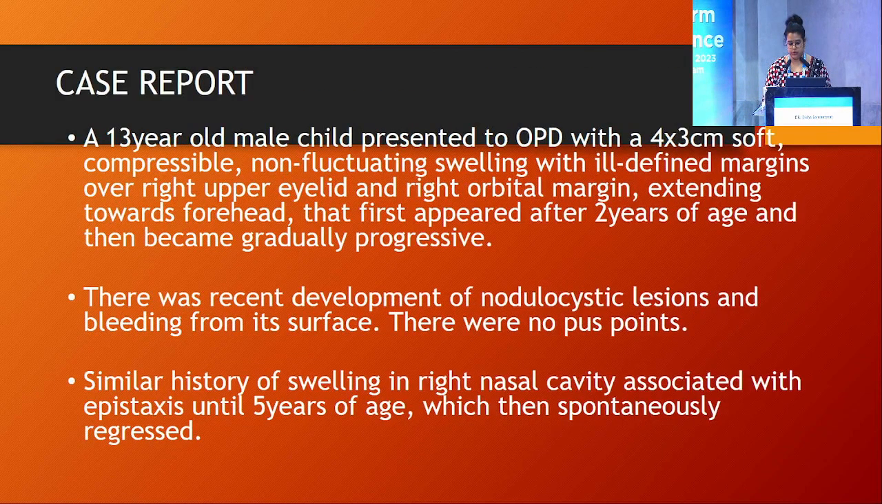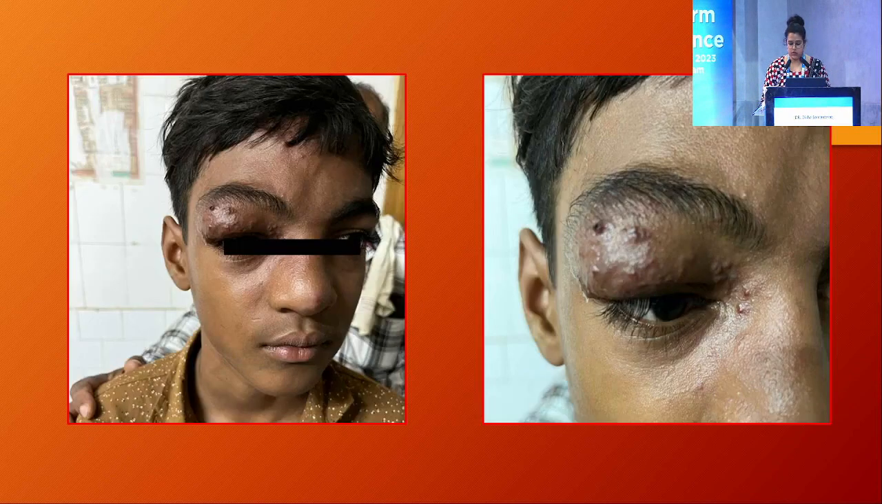Coming to my case report, a 13-year-old male child presented to the OPD with a 4 by 3 centimeter soft, compressible, non-fluctuating swelling with ill-defined margins over the right upper eyelid extending towards the forehead that first appeared after 2 years of age and then became gradually progressive. There was recent development of nodular cystic lesions bleeding from its surface. And there was also a similar history of swelling in the right nasal cavity, which was associated with epistaxis until 5 years of age, after which it spontaneously regressed. These are the pictures.